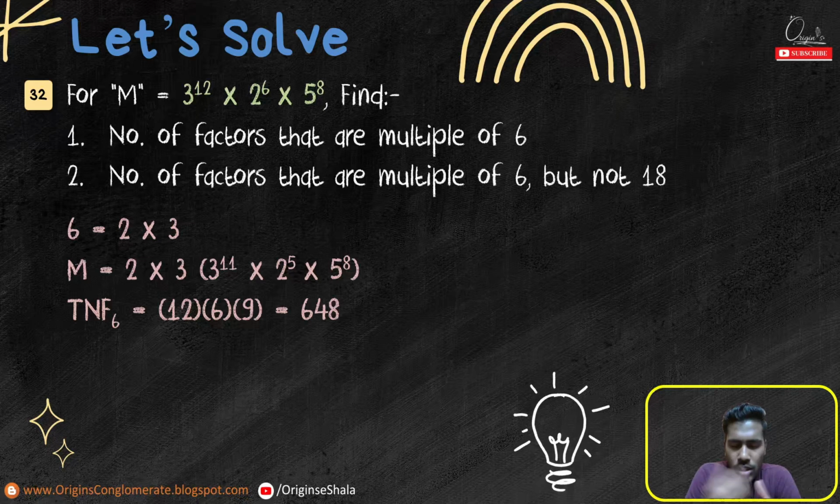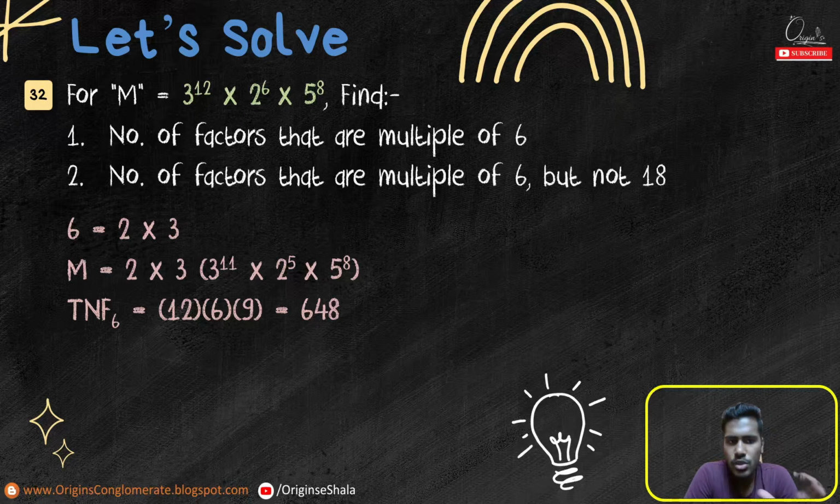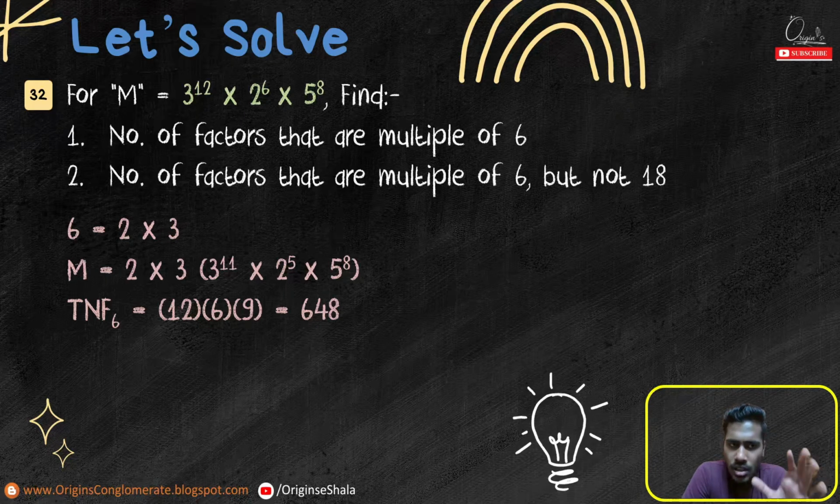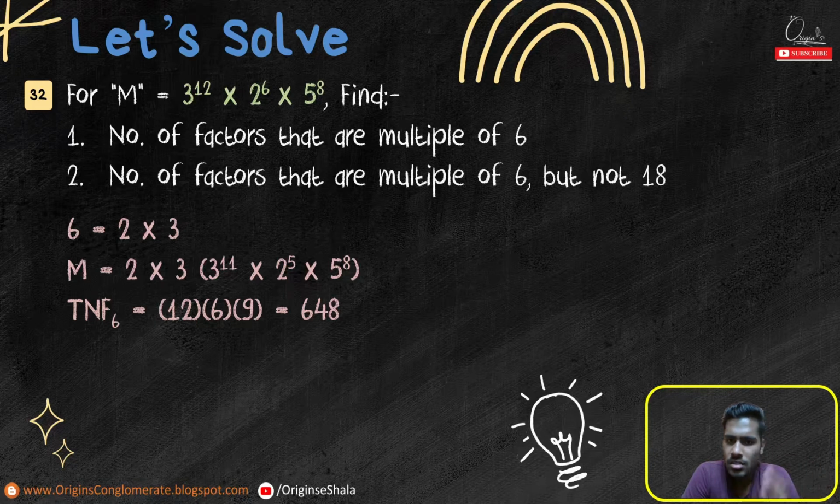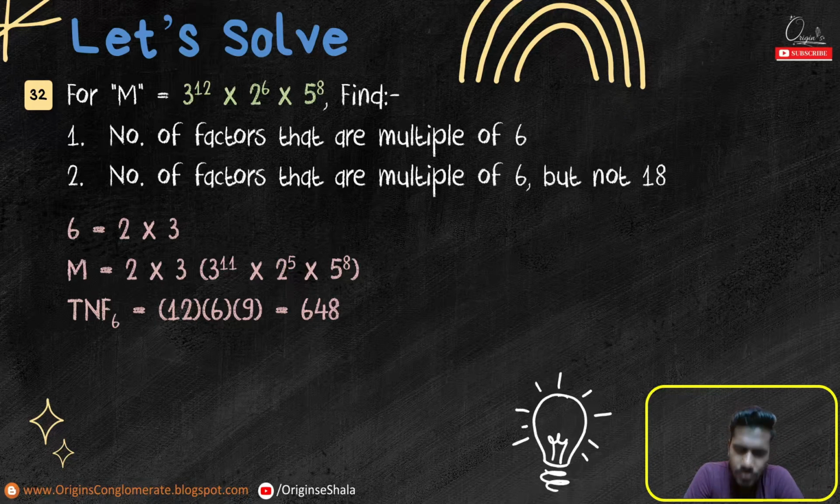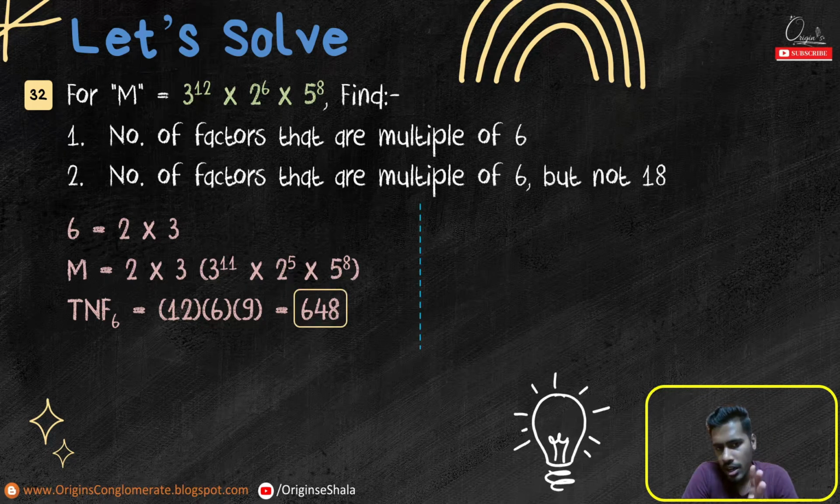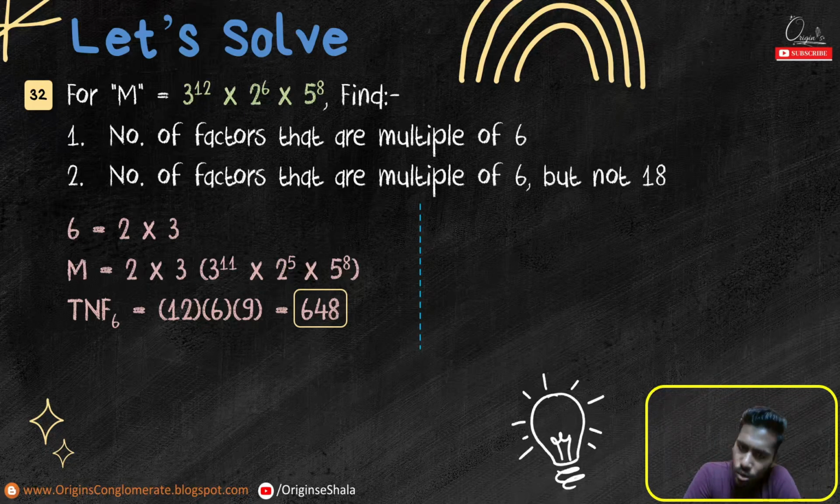Now, so what are the combinations that I'm left with? 11 plus 1, 5 plus 1, and 8 plus 1. So I'm left with 648, which will show me that in this whole m value, there are exactly 648 factors which are multiple of 6. Correct? Now, similarly, this time around, I need to find the multiples of 6 in the factors, but they should not be factors of 18 also.